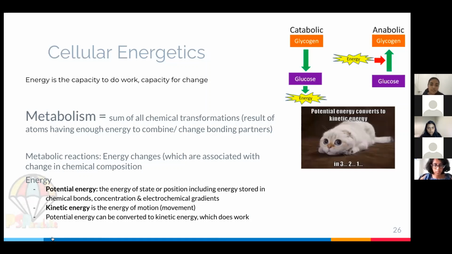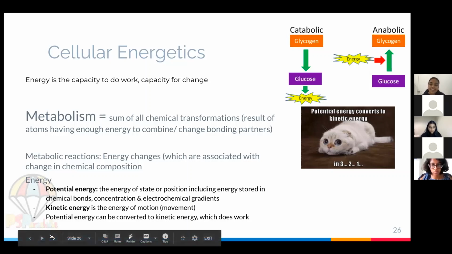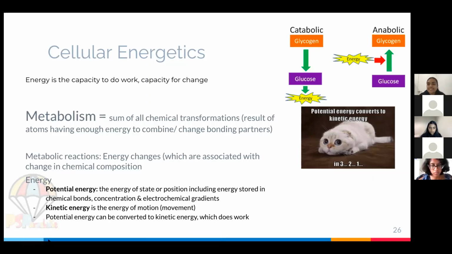So with energy, there are two main types of energy. There's potential and kinetic. So potential is basically that energy that's stored in chemical bonds, concentration and electrochemical gradients. And kinetic energy is the energy of motion. So when you're moving, that's when you have kinetic energy. So as you see on the cat on the side, when she's resting, she basically has that potential energy, which is then converted into kinetic energy once she is active. Next slide, please.